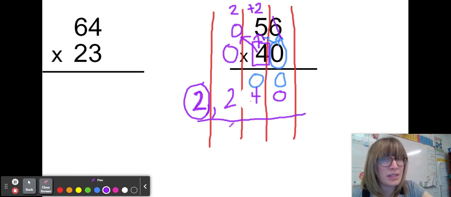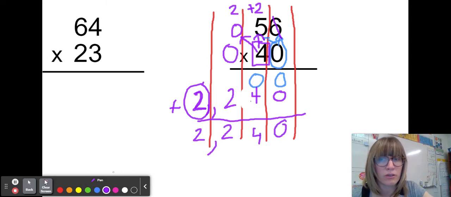And then this becomes easy peasy lemon squeezy to add up because our whole top row is just zeros. So we can just say that 2,240 plus 0 is still 2,240.